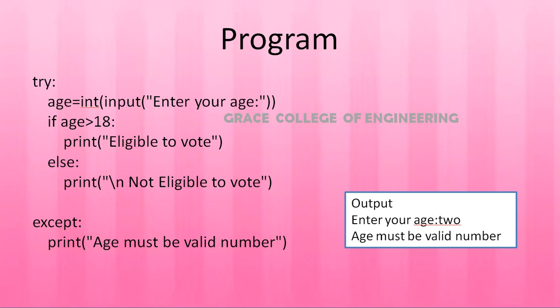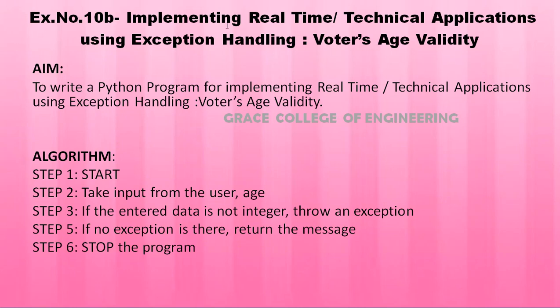Let's see the lab exercise. Exercise number 10b. Implementing real-time or technical applications using exception handling, which is voter age validity. Aim: To write a Python program for implementing real-time or technical applications using exception handling, which is voter's age validity. Algorithm. Step 1, start. Step 2, take input from the user, that is the age. Step 3, if the entered data is not integer, it will throw an exception. Step 5, if no exception is there, return the message. Step 6, stop the program.